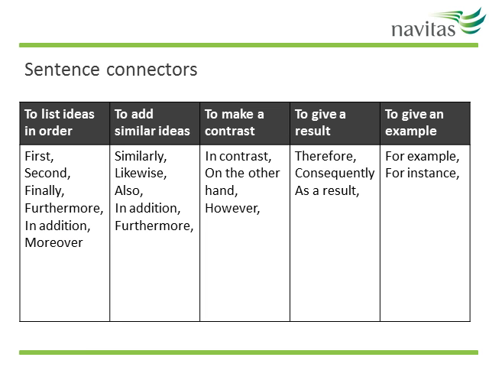Here are some words to link two separate sentences. You can use words like first, second, finally, furthermore to list ideas. You could use words like similarly, likewise, in addition to add similar ideas. If you want to make a contrast, you could say things like in contrast, on the other hand, or however, and so on.